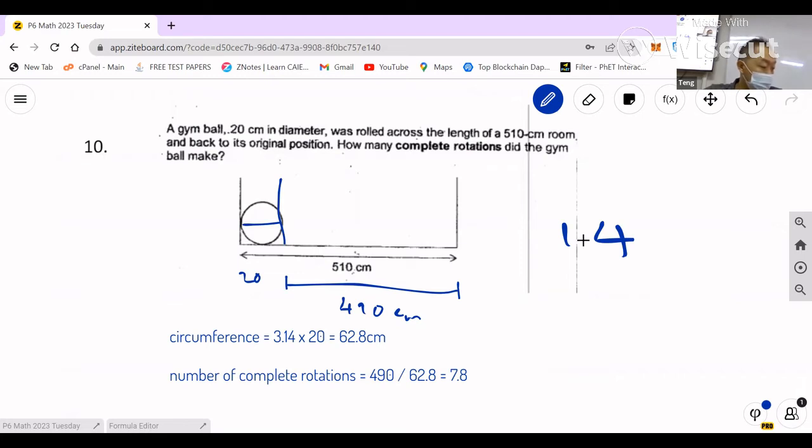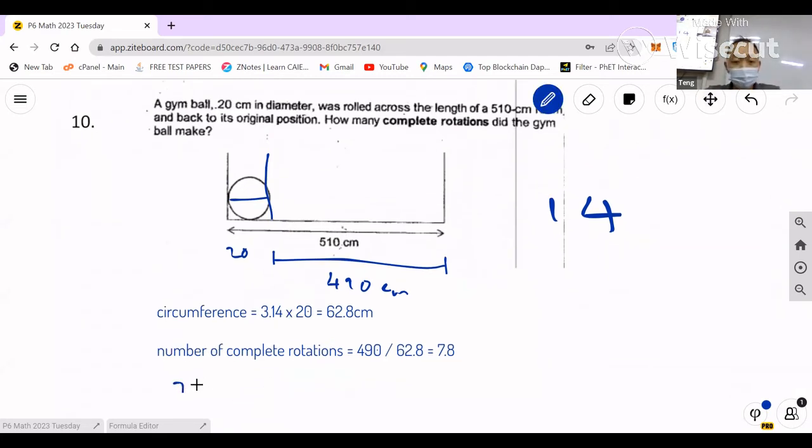My answer says 14. Gym ball, roll across the room and back. Go there, come back. Oh, I never times 2. So here, go there is 7, then come back is 7, so 7 times 2 equals 14. Okay? So just 14. That's it. When you roll 7.8 times and touch this wall, it cannot complete the 8th time. So 1 time is 7, and then go back another 7. You understand how it works? Okay. All right.